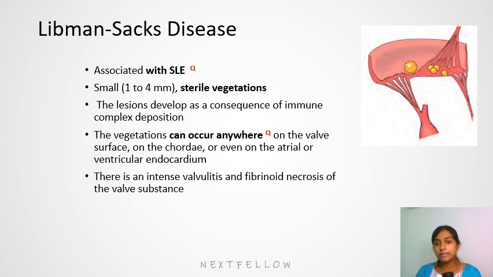So coming to Libman-Sacks disease, this is seen in patients with SLE. Here the vegetations are formed as a result of immune complex deposition. Okay, and these are sterile vegetations, and here the vegetation can occur anywhere on the valves. Okay, they can occur on the valves, chordae, atrium, as well as ventricular endocardium. Okay, and there is an intense valvulitis as well as fibrinoid necrosis of the valve substance. So any vegetation which occurs anywhere on the valve is Libman-Sacks disease. That's an important MCQ and is associated with SLE.